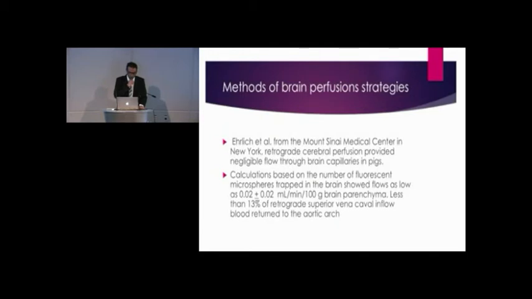They showed that there is actually very minimal support or nutrient going to the brain during retrograde. They did it with fluorescent microspheres trapped in the brain, and they measured it. It was very low, like 0.02 ml per minute per every 100 gram of brain parenchyma.